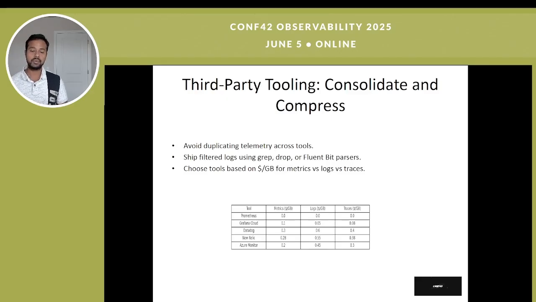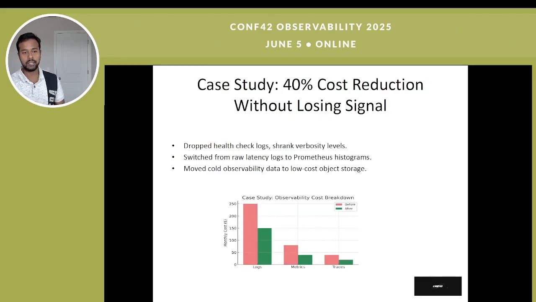for logs and traces, and for metrics, in some cases it could be the number of metrics shipped. So below there's a table which shows different tools and what the cost per GB is. What this analysis helps in understanding is which tool you should be using, and where you should be sending what.